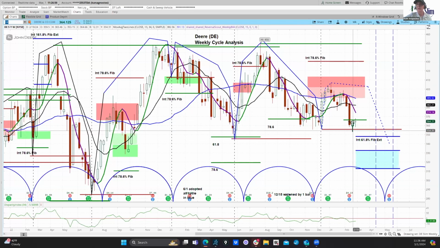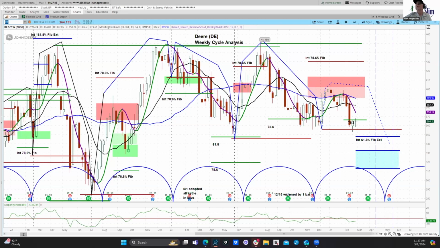Last week, DE dipped briefly below the cycle low support, and now is trying to get a bit of a mid-cycle bounce. However, based on this pattern and the negative momentum conditions, we would expect rallies to fail, and we have an initial projection down to about the 61.8% extension. That's around 348.25 out in that weekly cycle timing window.